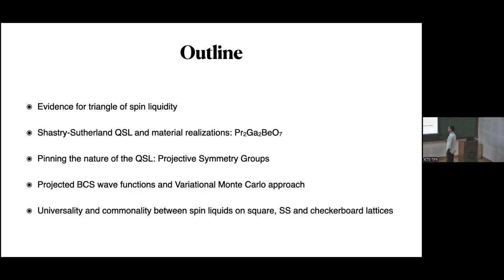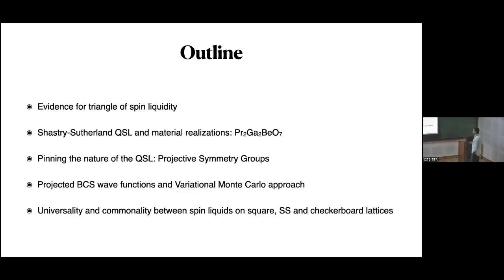Then I'm going to start focusing on a particular spin liquid candidate for the Shastry-Sutherland lattice and argue that there is some evidence from thermodynamics that it could potentially be realized in a recent material that has come into limelight. This is going to lead me to then try to pin down the nature of the quantum spin liquid by employing the formalism of projective symmetry groups. And here again, I'll try to make a case that there is only one spin liquid which can be continuously connected, or which connects these three kinds of lattices, where you can map these PSGs onto each other.